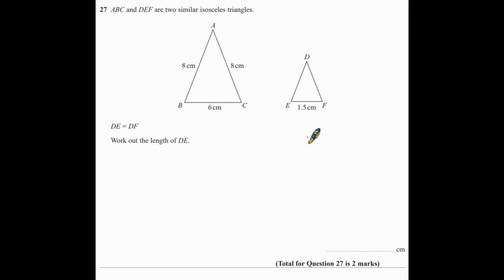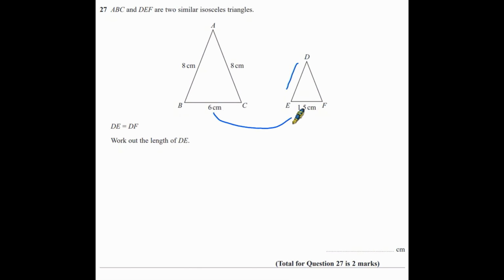Question 27. We've got two similar isosceles triangles. So similar in that the angles are the same and the ratio of the sides are the same, and we need to work out DE. A lot more straightforward than the last question.